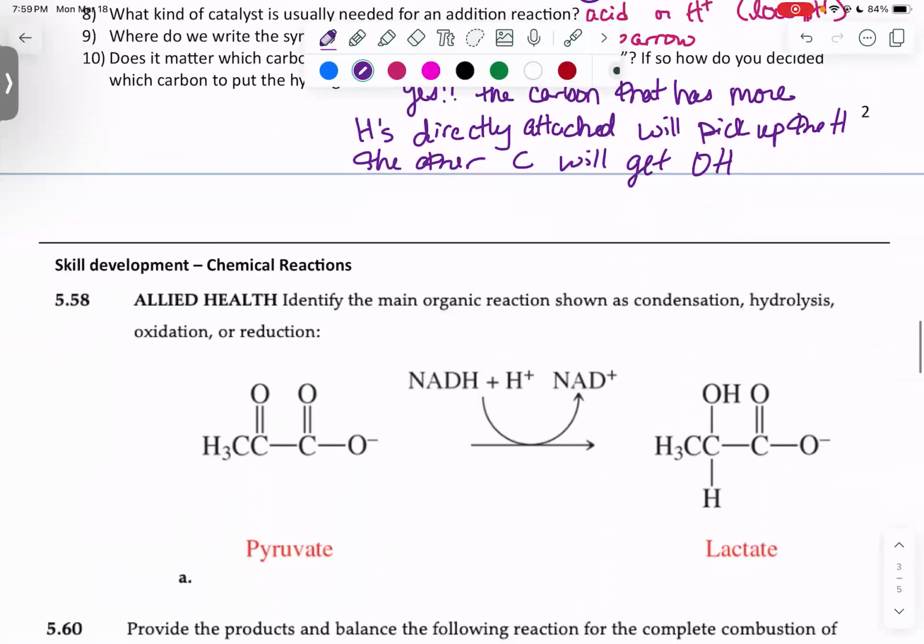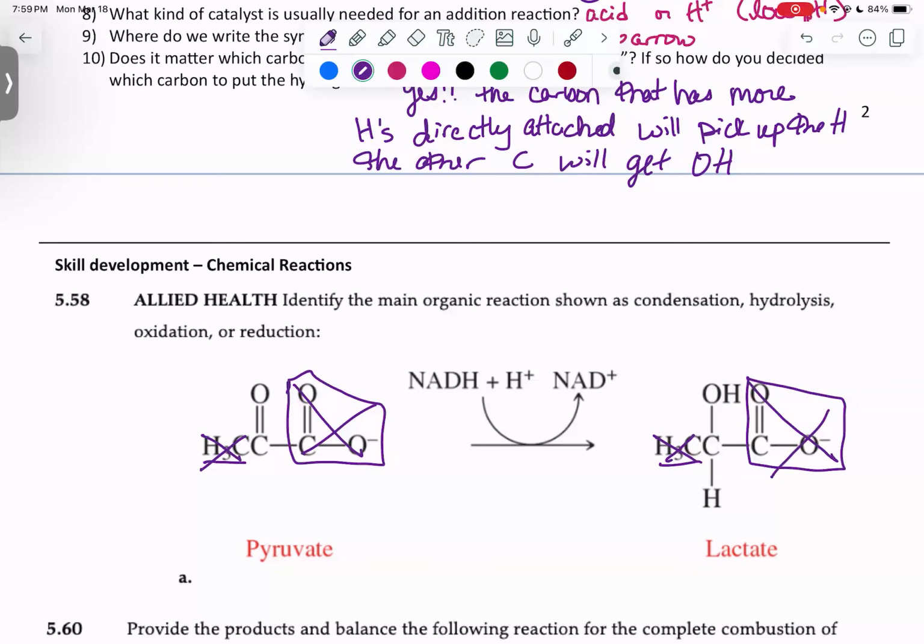All right, so now we're going to look at some reactions and do some practical things. So identify the main organic reaction shown as condensation, hydrolysis, oxidation, or reduction. So if I look at this molecule, I'm starting with pyruvate and I go to lactate. So this is something that happens in our bodies and our metabolism. So I'm trying to look and see what changes, right? The CH3 doesn't change. So I'm not really looking at that. This C double bonded to an O, with a single oxygen with a negative charge, it's the same. So I'm not really going to look at that.